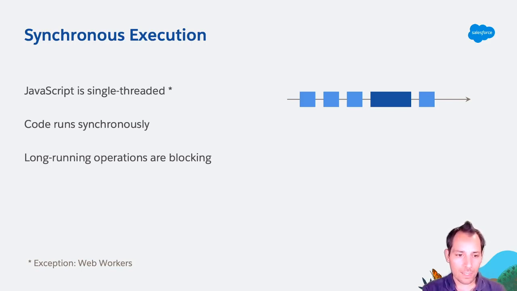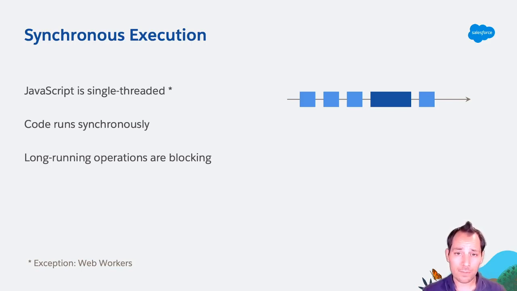But let's just assume for now that everything we do in JavaScript is single-threaded, and the main consequence of that is that long-running operations are blocking. So you can see here on the little diagram I drew, there's this dark blue rectangle which represents a long-running task, and that means that all the other operations that are happening after that are going to be waiting for this first task to execute, and this is part of what's causing some issues sometimes with synchronous execution.